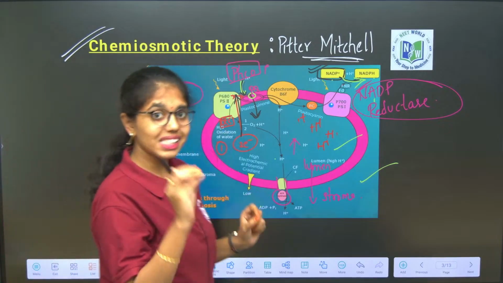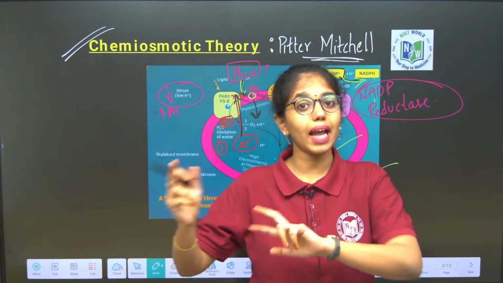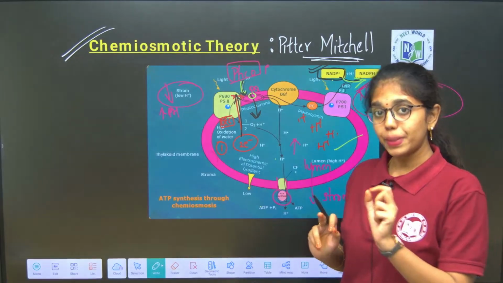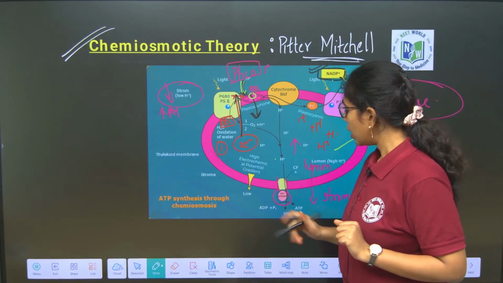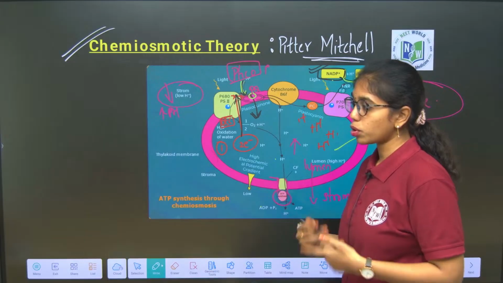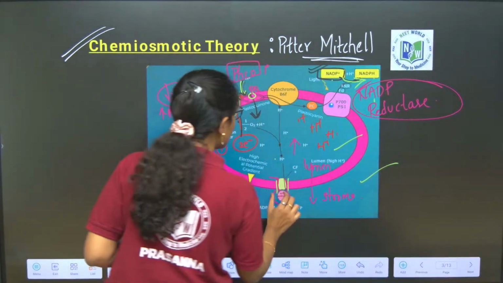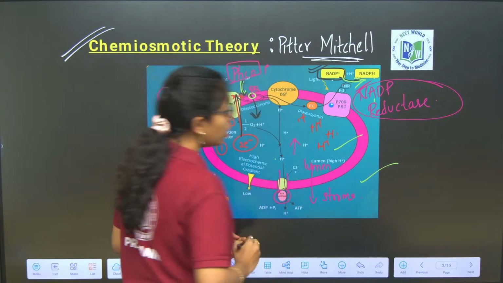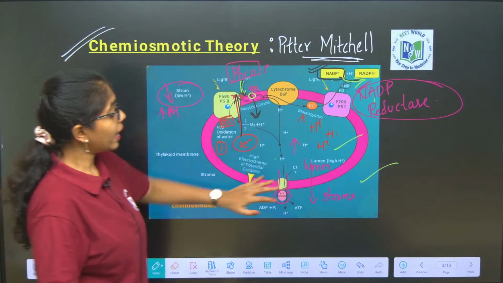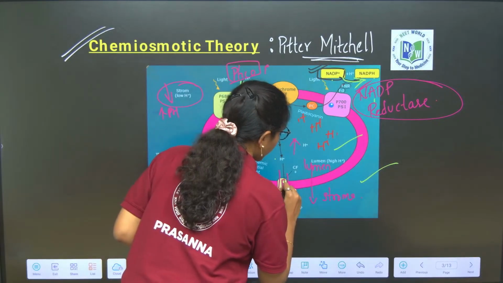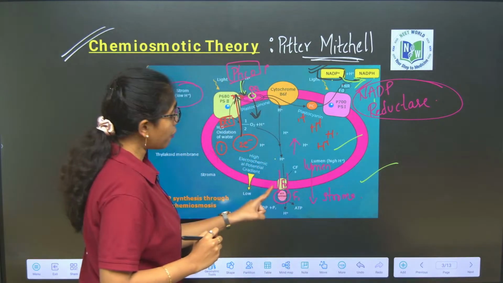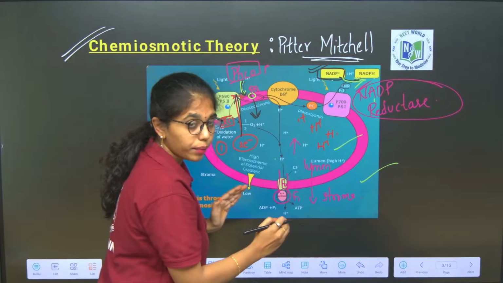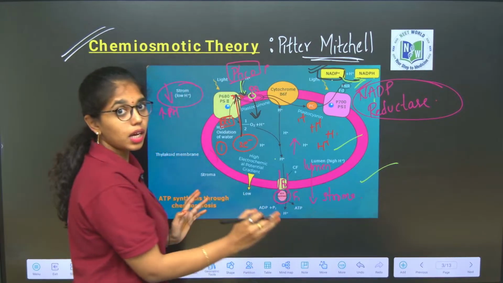So remember each and every event and how you can apply based on the question. Application is more important here. Okay. So here, because of the proton gradient, proton pump is generated from lumen to the stroma. In this proton pump we have F0, F1 channel. F0 is embedded inside the thylakoid membrane and F1 is towards the stroma.